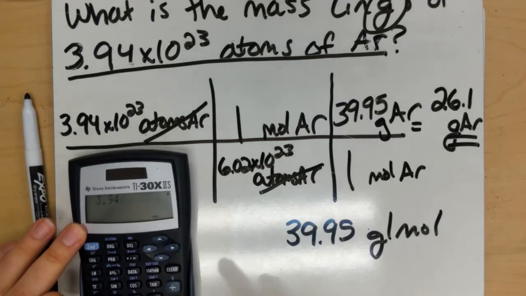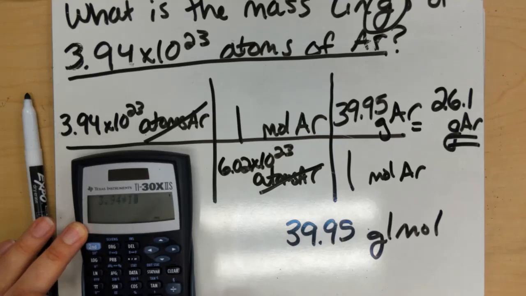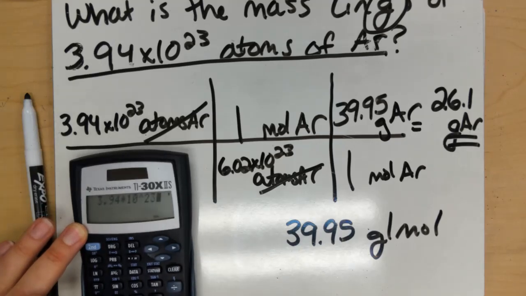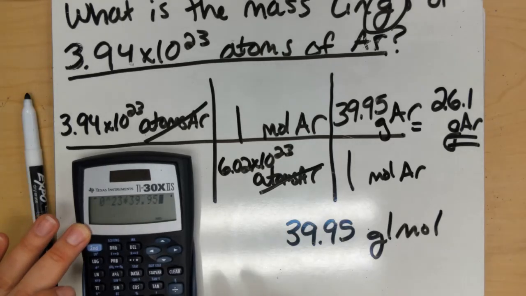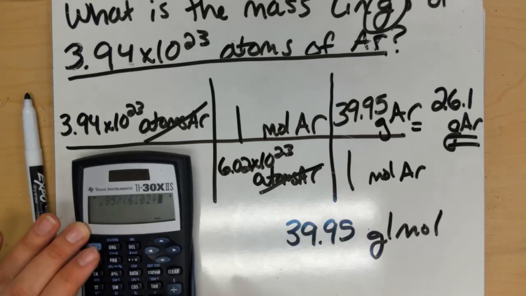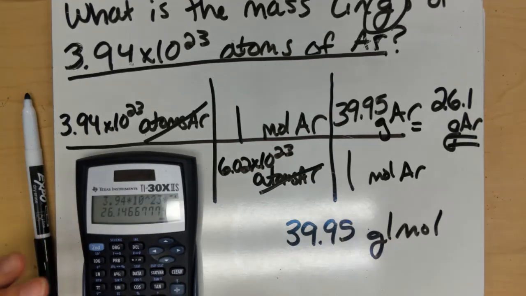Now, if you really don't like entering scientific notation this way, you can do it like this, 3.94, and then you can do times 10 to the 23rd. That's okay. And then you would do times 39.95, but when you divide it, you have to put that scientific notation in parentheses or your calculator is going to get all confused. And you see you get the same answer. You just have to be careful with parentheses if you're going to enter scientific notation like that. All right, just let me know if you have any questions and I'm more than happy to help you.